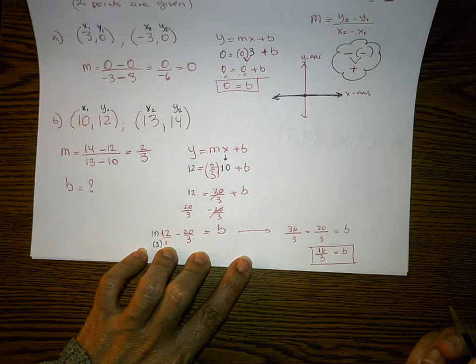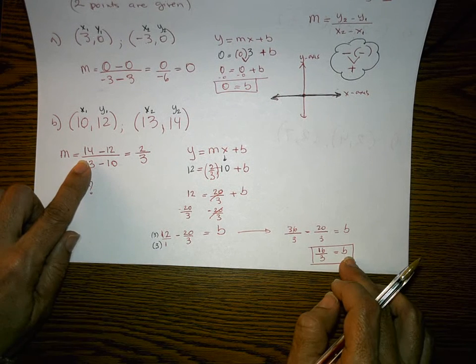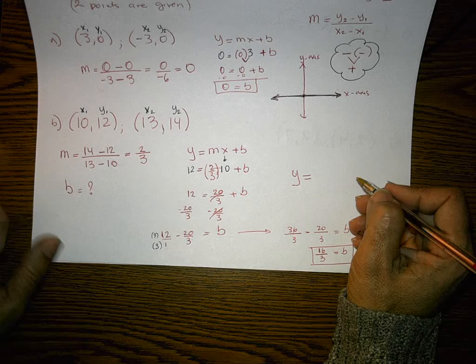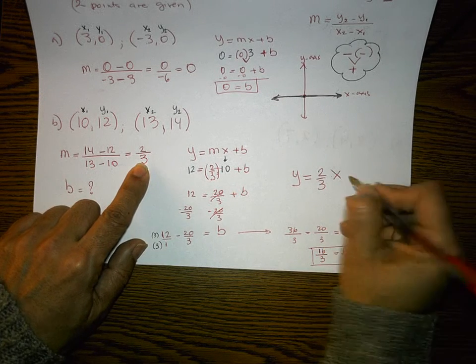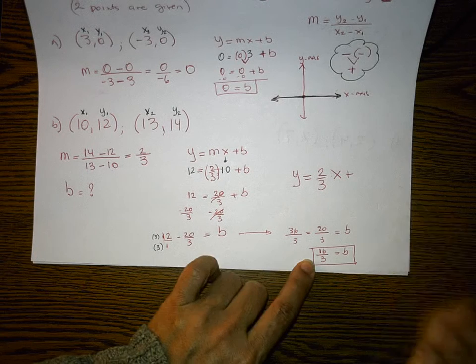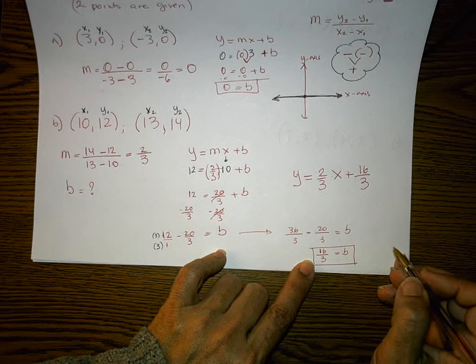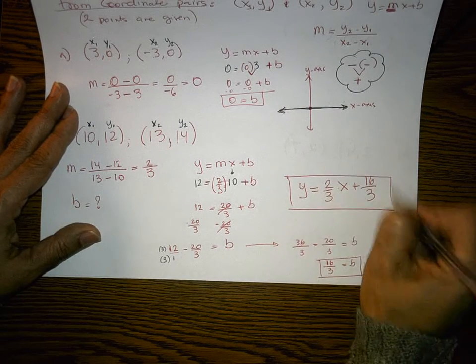And we are done with our b value, and we have our m value. Now I can write the equation. y equals my slope, which is 2/3, times the x plus my b value of 16 over 3. Okay? So there you go. That's the equation. Both of these problems were very difficult, but the steps are always the same.